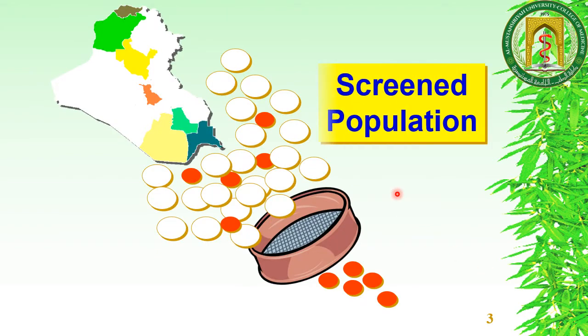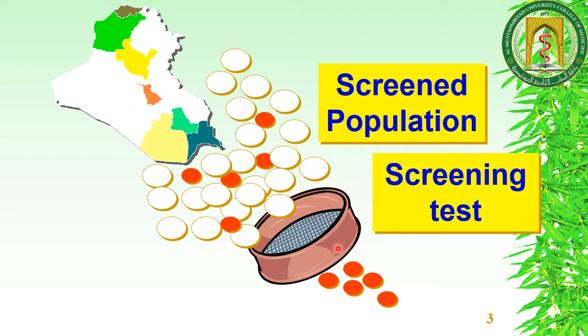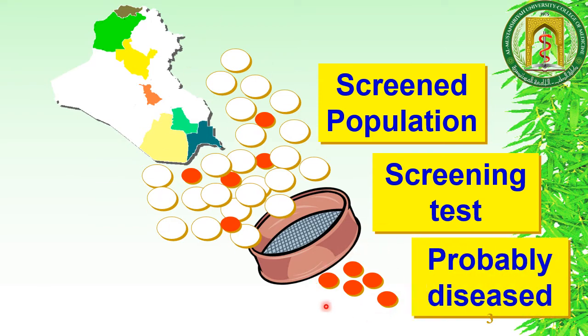We apply screening for a screened population, a large number of people. Some of those people are diseased. The majority may be healthy. Screening consists of a screening test that is able to pick up from the screened population those who are probably having the disease.